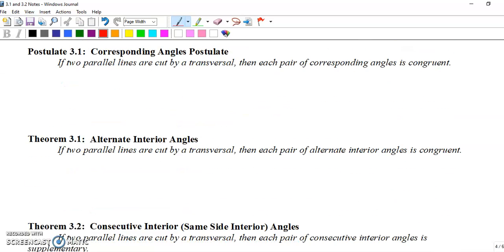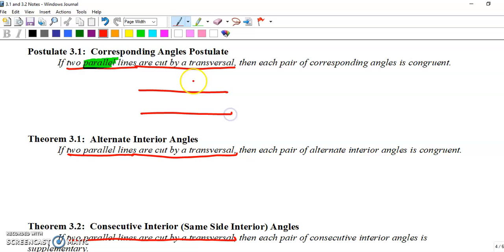Okay, so we have some postulates going on here. If two parallel lines are cut by a transversal, each pair of corresponding angles is congruent. Notice these next postulates all start with if two parallel lines are cut by a transversal. So now they must be parallel. When lines are parallel, special things happen. We don't have to say straight line; when you say line in geometry, they are straight.